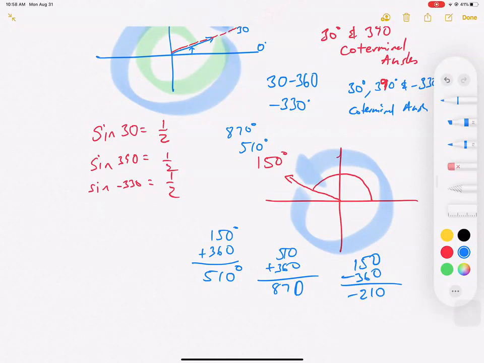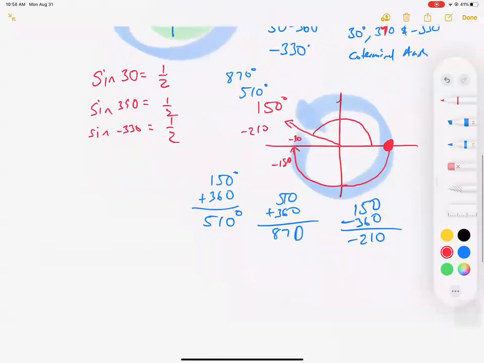Negative 210 degrees. So, starting from 0, if I go negative 90 and negative 180, that's negative 180. And negative 180 with another negative 30 gives me negative 210, which brings me right alongside 150 degrees. So our big deal is coterminal angles are related always by 360 degrees because it's just one circle.